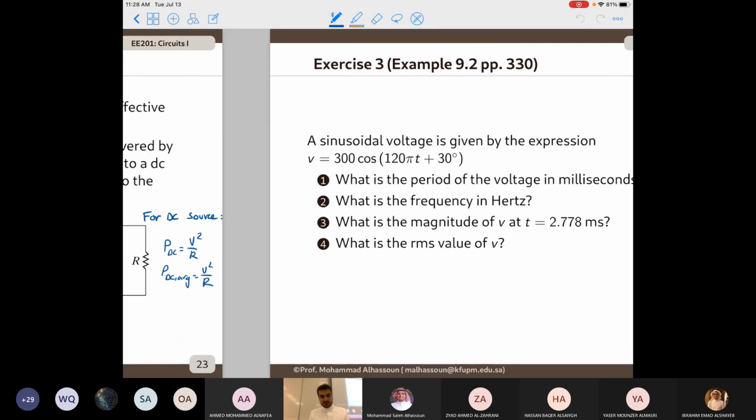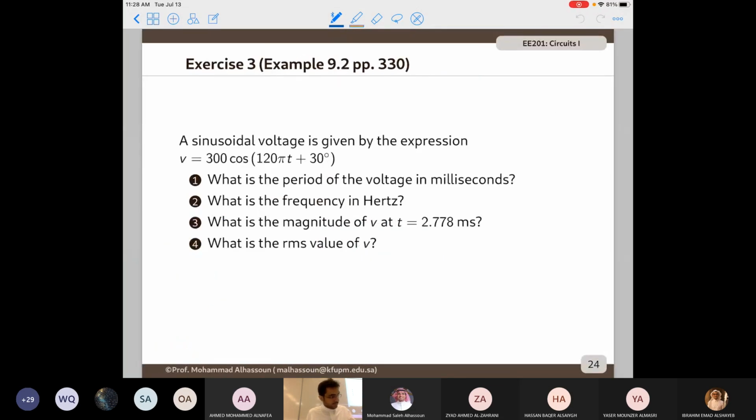Okay, let's take, I think we have 2 exercises, and then inshallah we will move to complex numbers tomorrow after the quiz. So what we have here is a very simple exercise. We have a sinusoidal source. The sinusoidal source has a specific frequency, specific phase, and specific amplitude. So the first thing that we are asked about is what is the period.